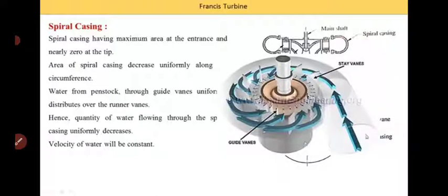So here I show you this image. This is the inlet of the casing. Water enters. The area is gradually decreasing, and here water is supplied to the different guide vanes. That's why the quantity is continuously reduced and the area is reduced. That's why velocity remains constant throughout this casing.